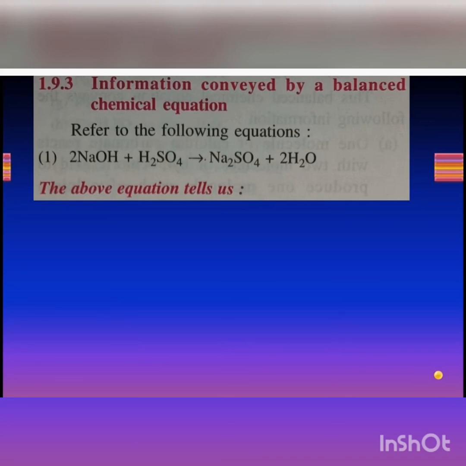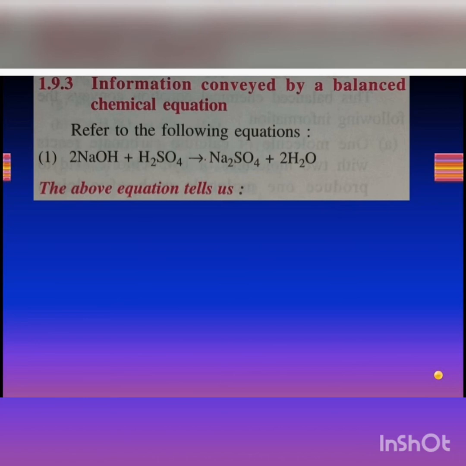Let's understand chemical equations better. What is the information that can be conveyed by a balanced chemical equation? Let's take an example here. Sodium hydroxide plus sulfuric acid giving you sodium sulfate plus water. When you write a balanced chemical equation, it reads as 2NaOH plus H2SO4 giving you Na2SO4 plus H2O.